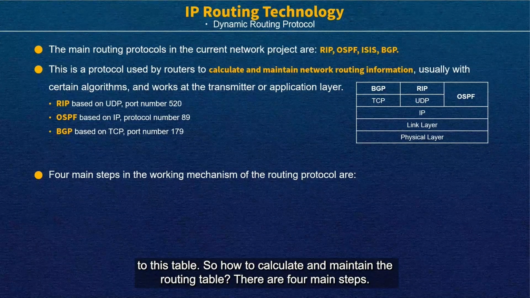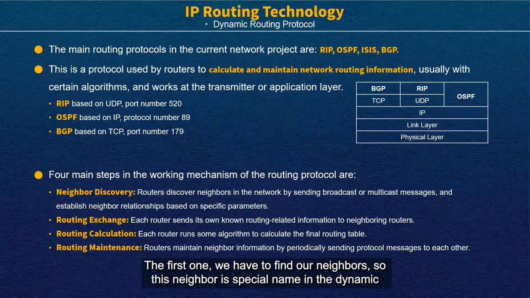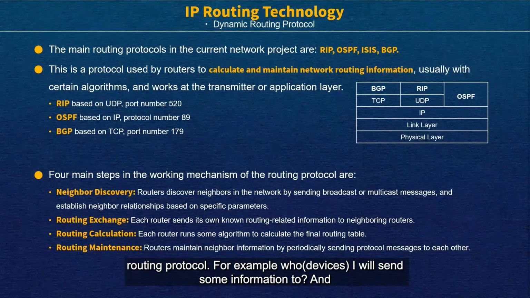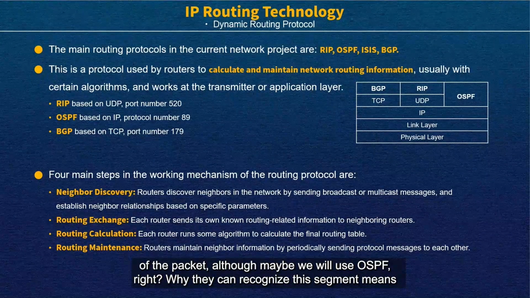So how do we calculate and maintain the routing table? There are four main steps. The first one, we have to find our neighbor. This neighbor is a special name in the dynamic routing protocol. For example, who will I send some information to, which devices can receive it, and who can recognize this routing information, because we have a special definition of the packets, although maybe we will use OSPF, right?